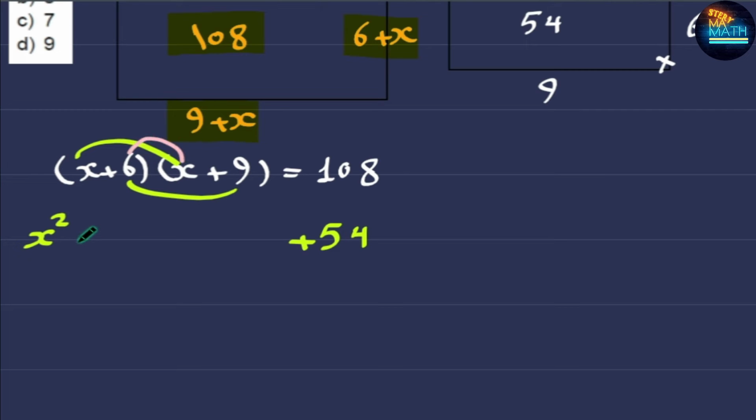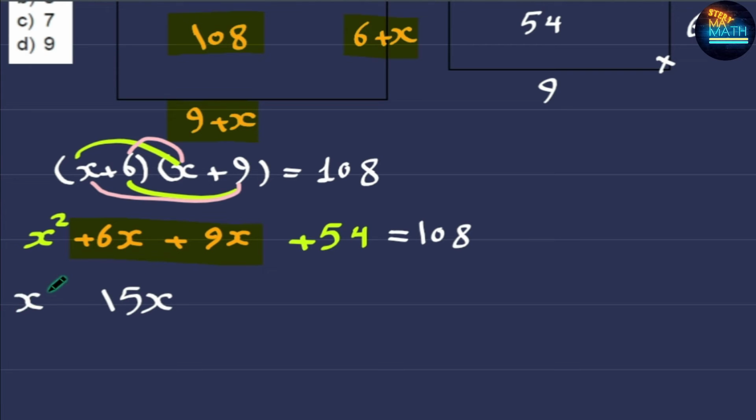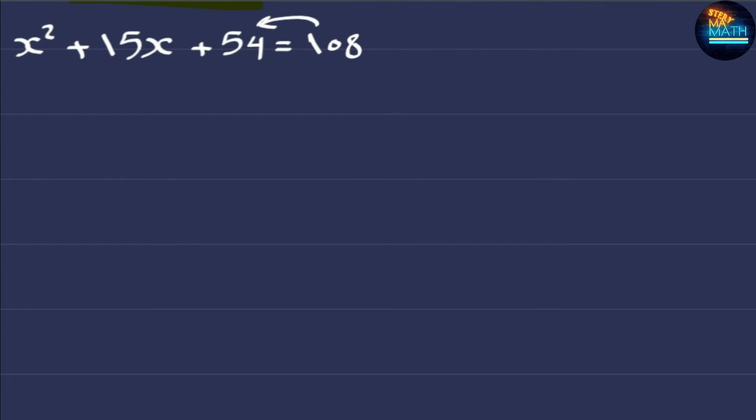And the inner terms, which are 6 and x, 6 times x is 6x, and the outer terms, which are x and 9, so x times 9 is 9x, and the other side is equal to 108. Now you have like terms, 6x plus 9x is 15x, so x squared plus 15x plus 54, and moving 108 to the other side to make the equation equal 0, so it will be easier to factor it. So minus 108 is equal to 0.